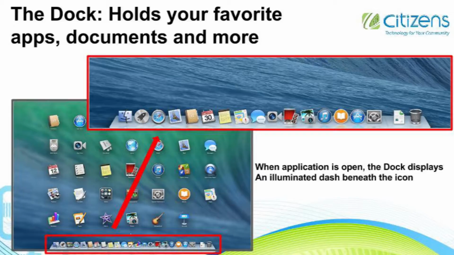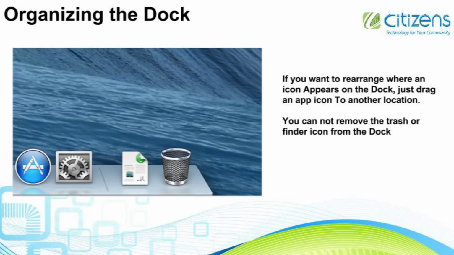Now, we're going to talk about the dock. You're probably wondering what that line at the very bottom, underneath your desktop, is. That is called your dock, and it holds your favorite apps, documents, and more. And when you have an application open, for example, if you have Safari open, an illuminated dash will be beneath your icon, so that's how you know something is open.